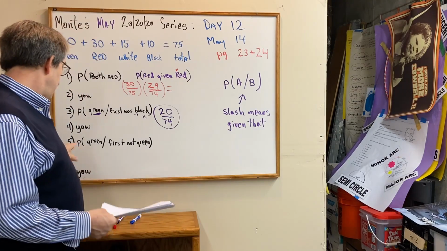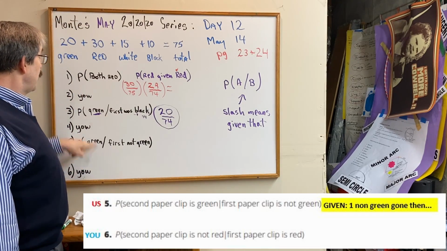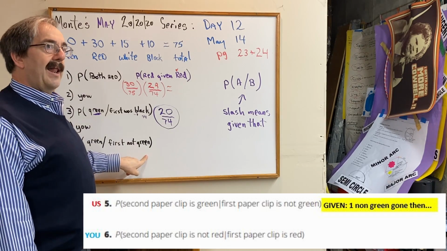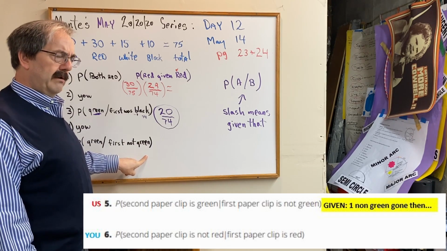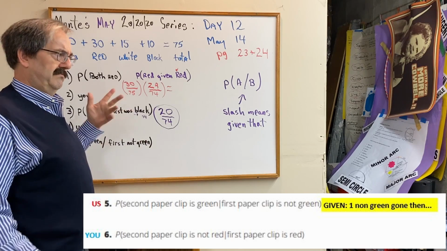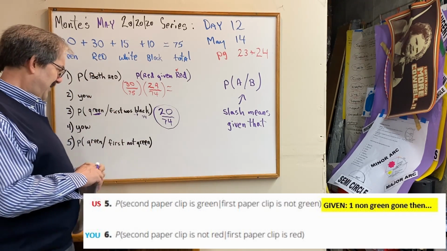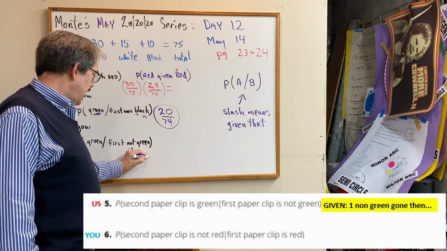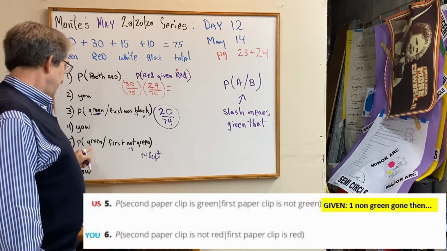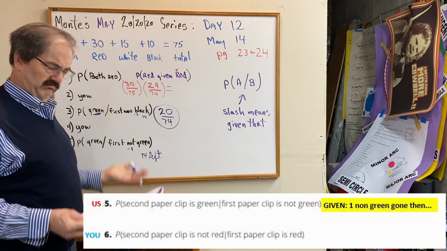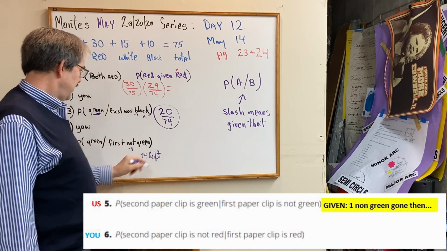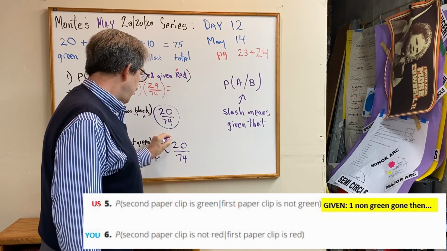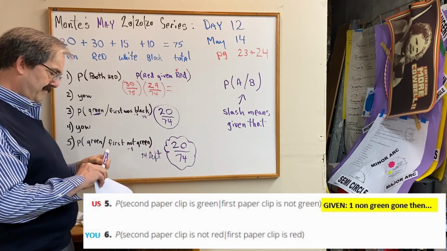Number 5. Probability that a green, given that the first one was not a green. As long as I didn't take a green, I lose 1, so I have 74 left. Probability of a green, isn't that the same answer? Isn't that the same as this one? I have 20 green, but there's only 74 left. Okay? That's it.